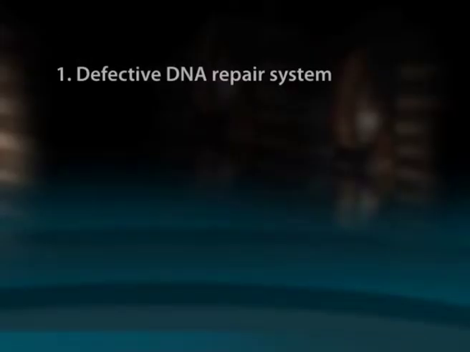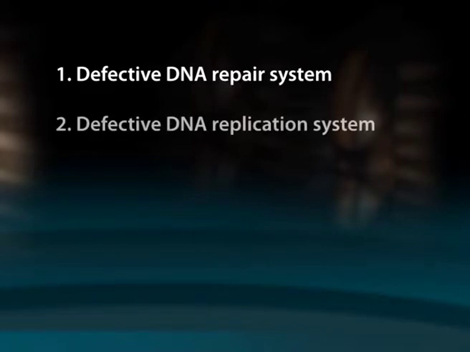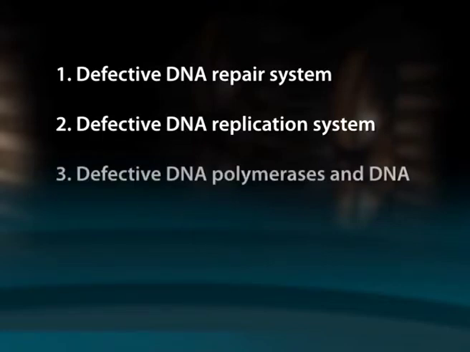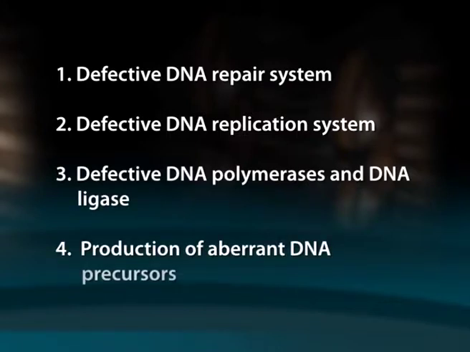Spontaneous gene mutations result from several processes such as DNA damage, defective DNA repair, faulty DNA replication, insertion or excision of transposable elements, etc. The frequency of spontaneous gene mutation may be increased by several factors such as 1. Defective DNA repair system, 2. Defective DNA replication system, 3. Defective DNA polymerases and DNA ligase, and 4. Production of aberrant DNA precursors.